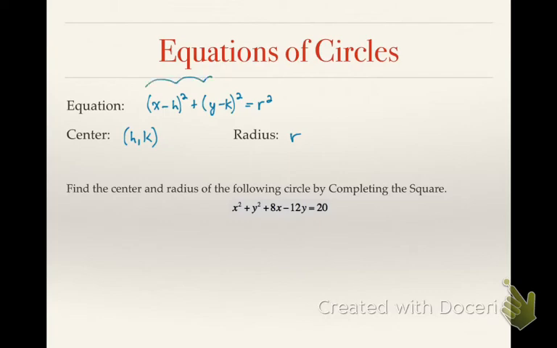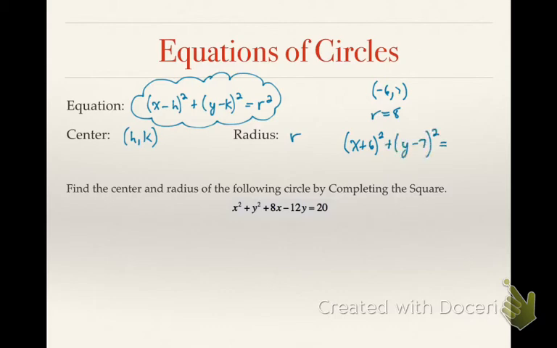That's the equation for a circle in center-radius form, because from that form we can easily find the center and the radius. From the center and radius we can easily write the equation in that form. So for instance, if I had a center of (negative 6, 7) and a radius of 8, I can write my equation for my circle as (x plus 6) squared plus (y minus 7) squared is equal to 8 squared, which is 64. So that is an example of going from center and radius to the equation.